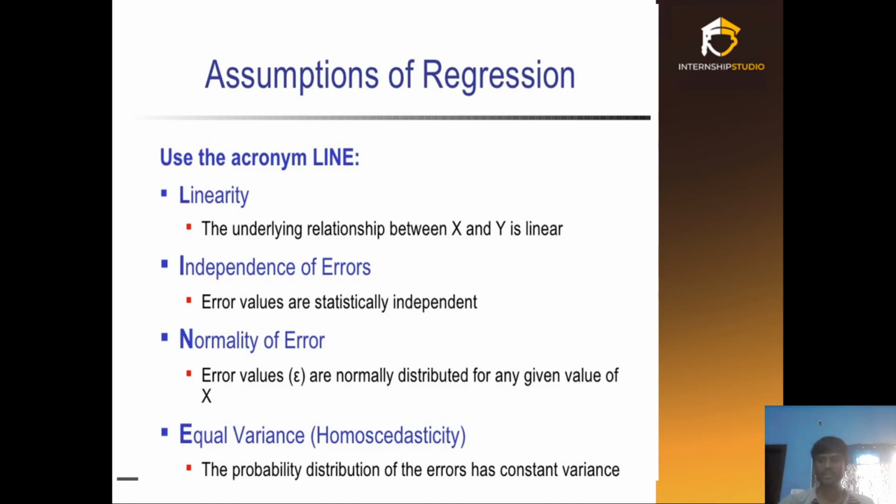Homoscedasticity is nothing but, if you have a probability distribution of errors and it has constant variance, whatever the distribution of errors is, if it has constant variance, then you can refer to it as homoscedasticity.